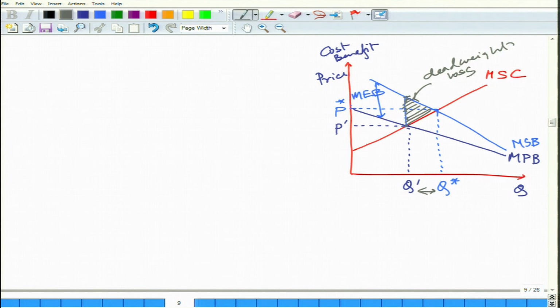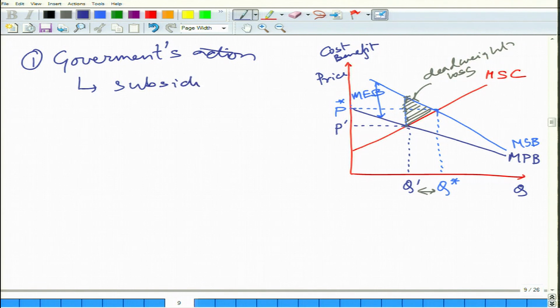And eventually, how this particular scenario can be improved, or an efficient output can be achieved, is primarily through the government's action, such as giving subsidies or public provisions. The government says, okay, fine, you do this, I will give you a market, or I will buy your products as a government. So they give a fair price.